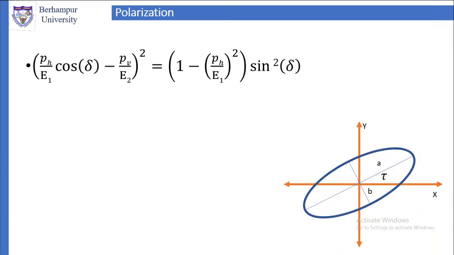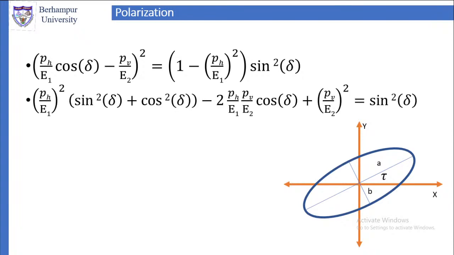Now square both these terms. If we square both the terms, then the left hand side becomes pH by E1 cos delta minus PV by E2 whole square, which is equal to, on the right hand side, if you square the square root, the square root goes out, so that term becomes 1 minus pH by E1 square. Then that into sin delta square is sin square delta. So this is how we rewrite this. Now let us expand this.